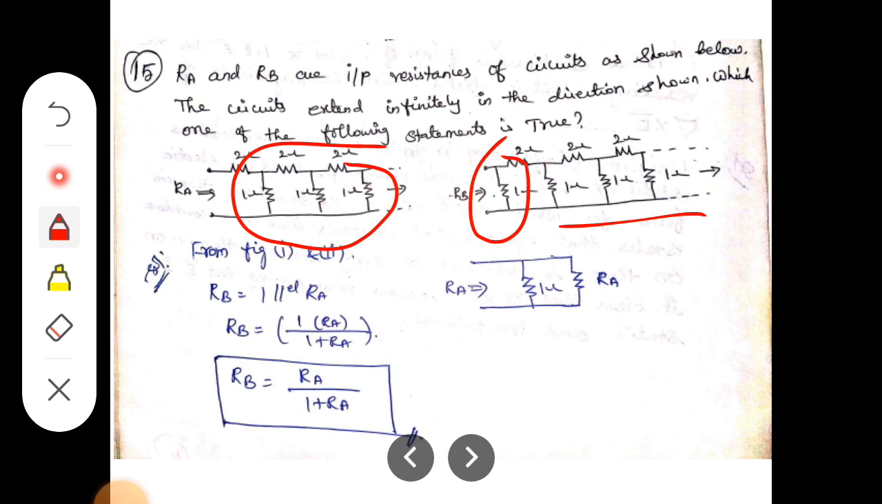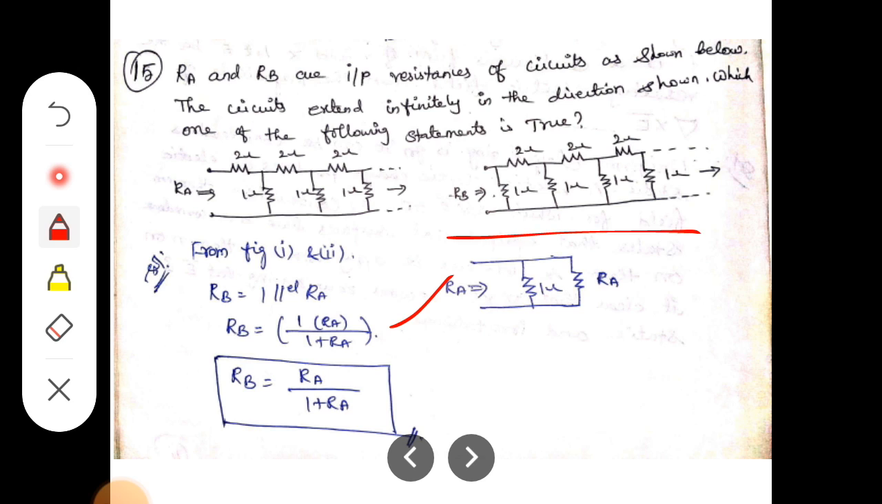ohm and RA. In general, in a parallel network we write R1 into R2 divided by R1 plus R2. This is the formula. So here consider 1 into RA divided by 1 plus RA. So the final equation for RB is the statement RA divided by 1 plus RA. So for the expanded network, RB is shown as RA divided by 1 plus RA. Then move to the next.